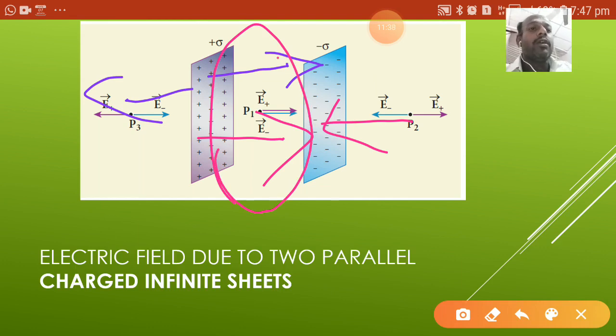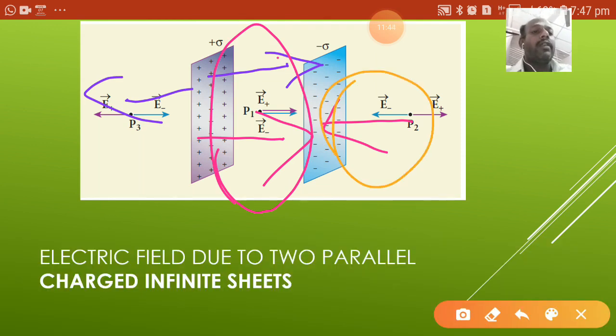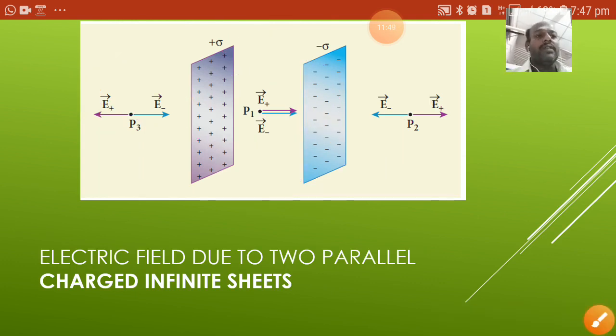Between the plates, both are pointing in the same direction. But in the case of outside, look here, in the case of outside, both will be in opposite directions. So what do we obviously come to know? There won't be any electric field outside the plates. There will be an electric field in between the plates.